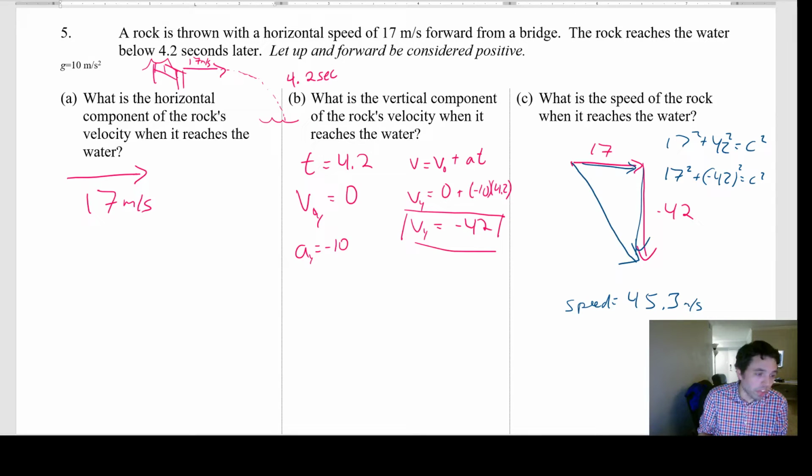Well, if you put the parentheses like that, then okay, yeah. But that's not what we're doing. We're doing negative 42 squared.